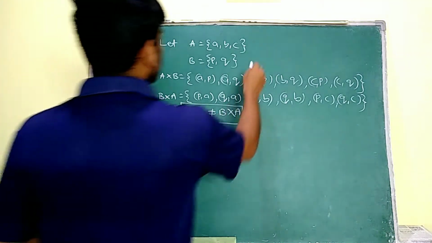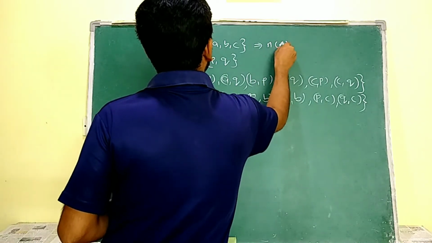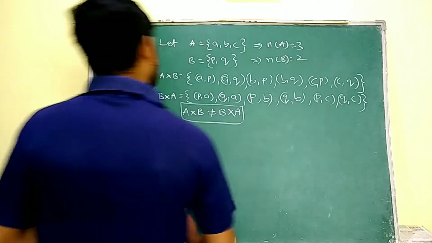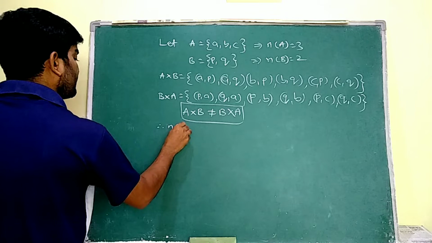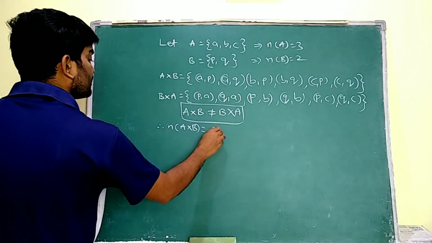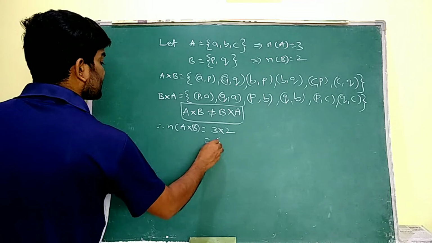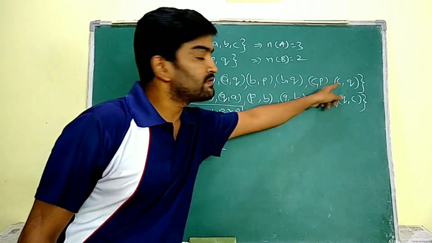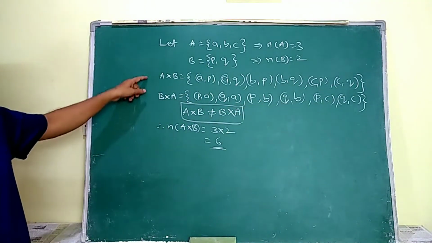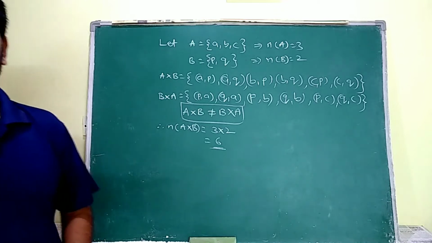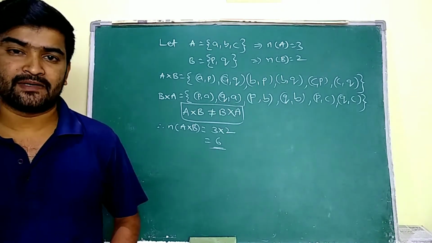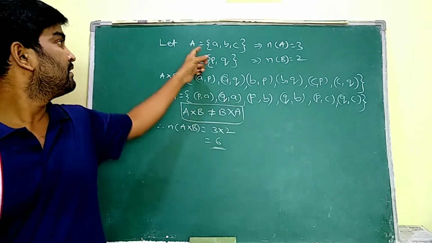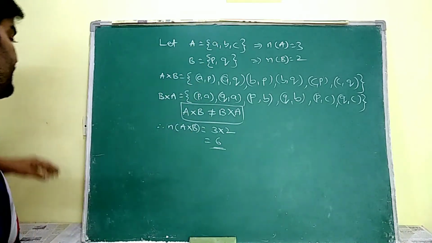Okay, and here number of A is equal to 3 and number of B is equal to 2. Therefore, number of A cross B is equal to 3 into 2, that is equal to 6. Okay, see 1, 2, 3, 4, 5, 6. These are the 6 elements. So, this A cross B is having 6 elements. We know that in a set, if I am having 3 elements, see, this set A is having 3 elements, then how many subsets is it having? So, 2 power 3.